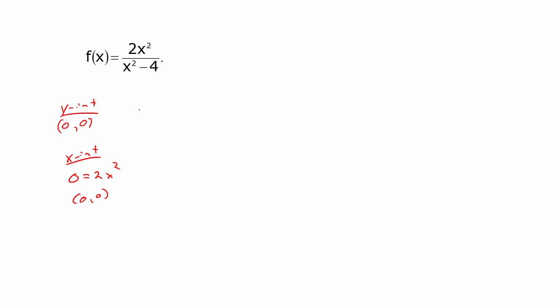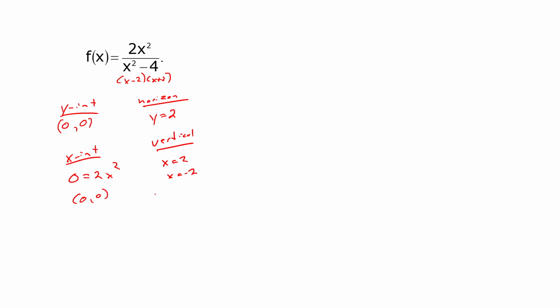Now let's do our asymptotes as well. So I'm just starting with the horizontal. The horizontal asymptote here is 2 over 1 because they have the same degree. So I've got a horizontal line here at 2. Now how about some vertical asymptotes? Well, if I factor this down, I get x minus 2, x plus 2. So I have vertical asymptotes at x equals 2 and x equals negative 2.